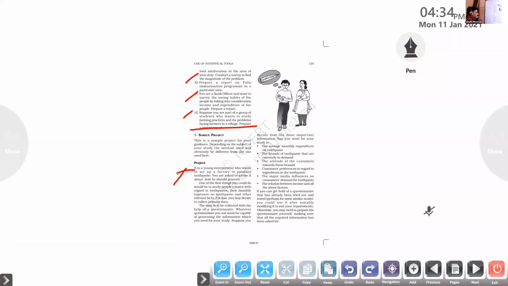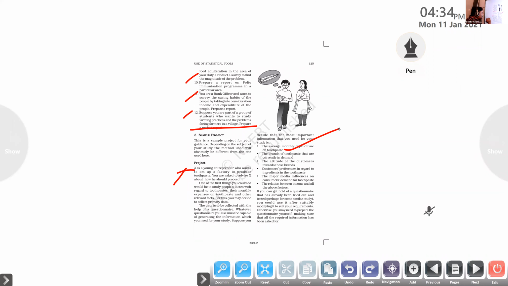Okay, come back here. The data is to be collected with the help of the questionnaire. So we are going to collect the data with the help of the questionnaire. Whatever questionnaire you use must be capable of generating the information which you need for your study. Most important thing. The questions you are asking should produce the information you really need. Suppose you decide that the most important information you need for your study is the average monthly expenditure on toothpaste.